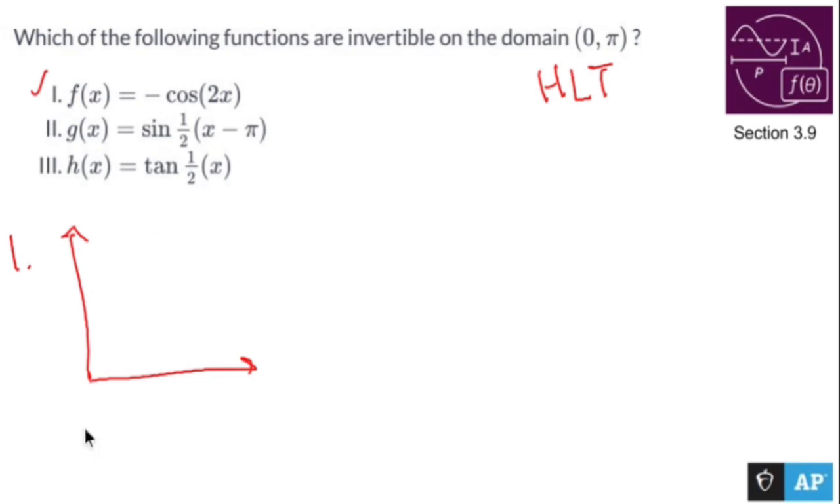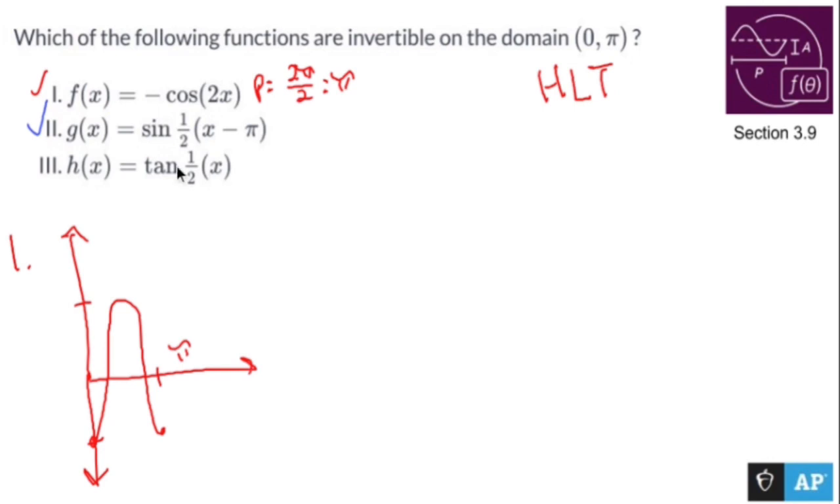Regular cosine starts up here, but negative is going to start down here, so I need a lot more room than that. If it's 2 pi, that means the period for this one is going to be 2 pi over 2, so the period is going to be pi. So if it starts down here, it's going to repeat at pi. Starting down here, it's going to peak up here somewhere and then come back down. Okay, so that's what the graph of negative cos 2x is.